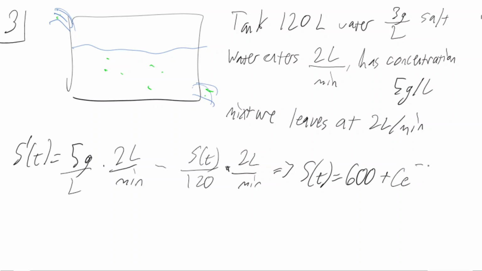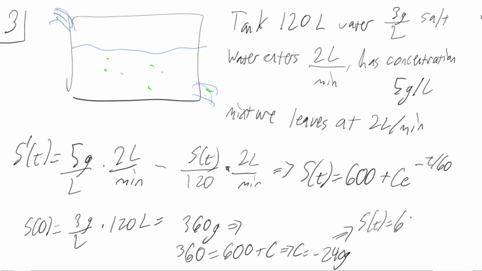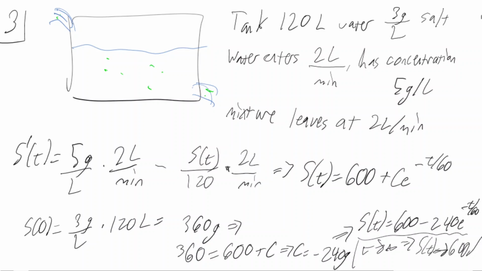And so we get the same general solution as the previous one, 600 plus c e to the negative t over 60, but we get a different starting value. So this time our c is negative 240. But again, as time goes to infinity, our salt should be going towards 600.